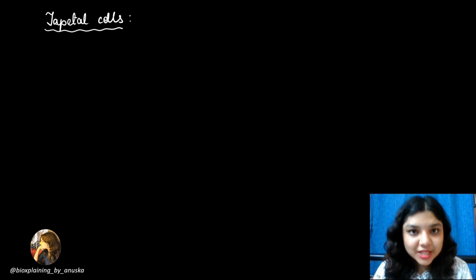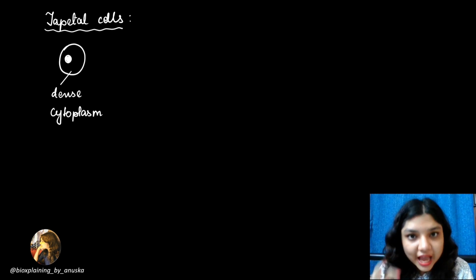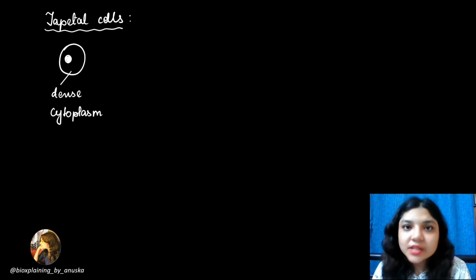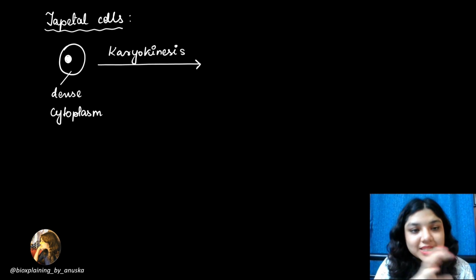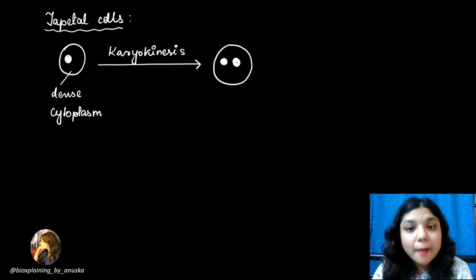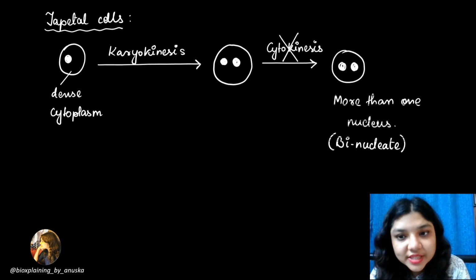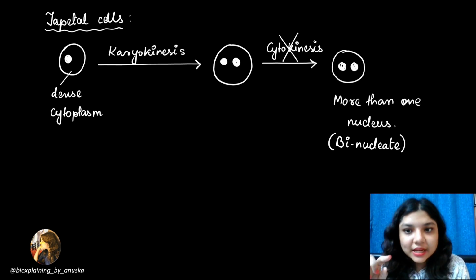So the cells of this tapetum, the tapetal cells, have very dense cytoplasm and they have more than one nucleus. How so? Because these tapetal cells can undergo karyokinesis. That means the division of the nucleus occurs very well, but the subsequent step of cytokinesis does not occur properly. So as a result, what we see is that one cell contains more than one nucleus. So we can call it binucleate.